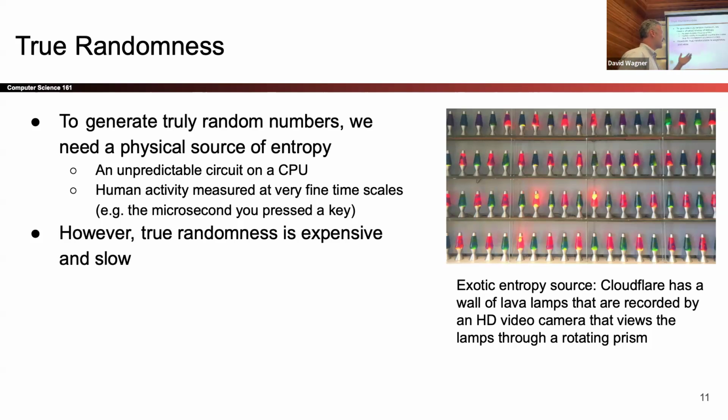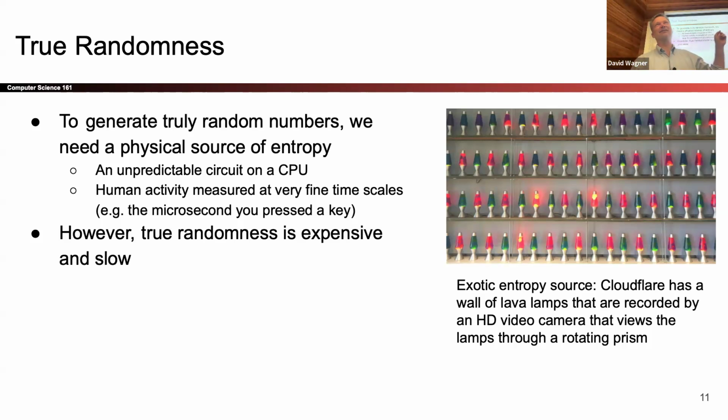An extreme version of that is that Cloudflare had a wall of lava lamps and a webcam pointed at it. And then they would repeatedly take pictures of the lava lamps, and the flow of the goo inside the lava lamp moves around randomly. And so the exact pixels in that image evolve in a way that's not predictable. And you could use the hash of that image from the webcam as a source of true random numbers.